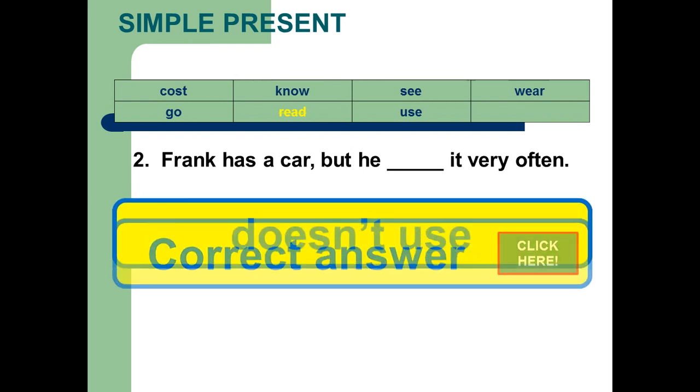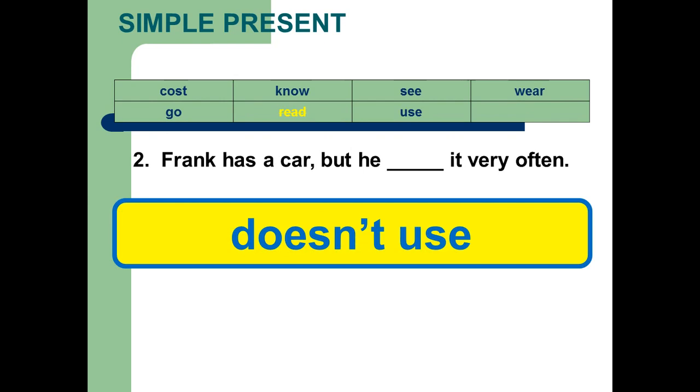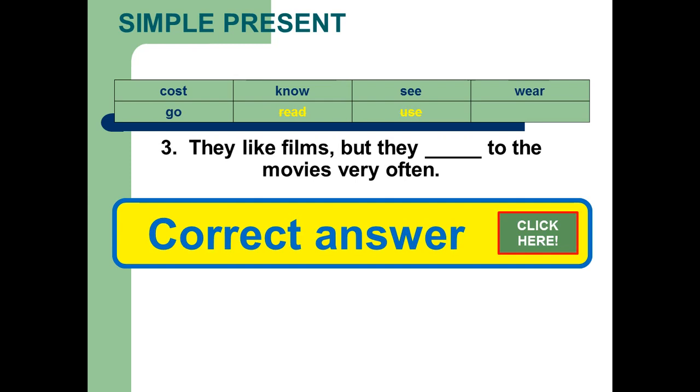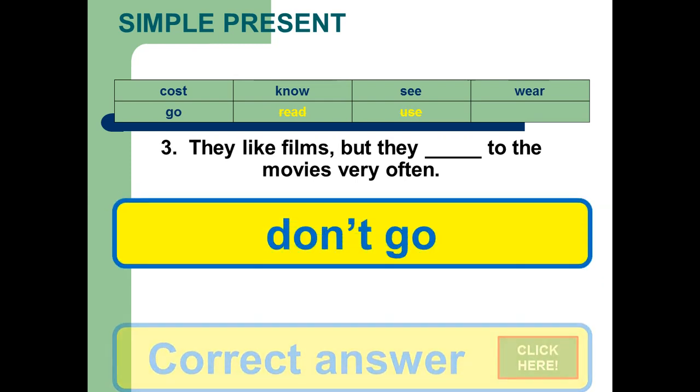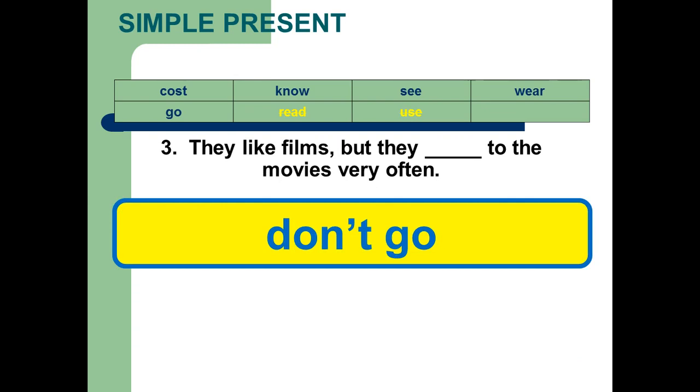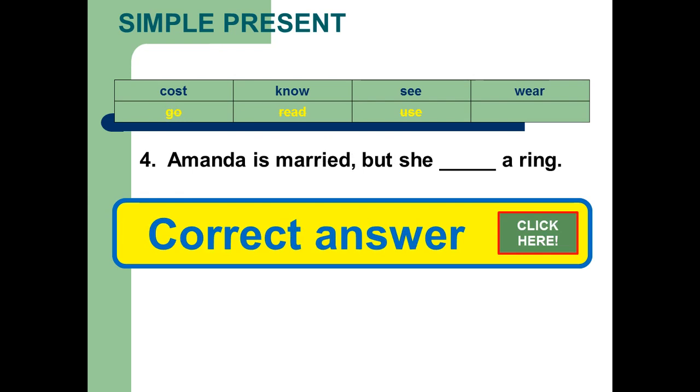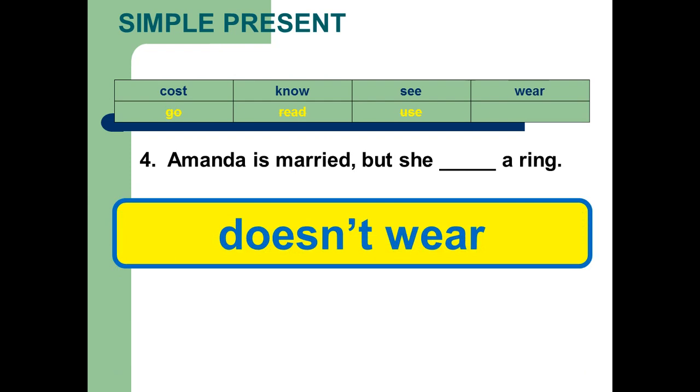Frank has a car, but he doesn't use it very often. They like films, but they don't go to the movies very often. Amanda is married, but she doesn't wear a ring.